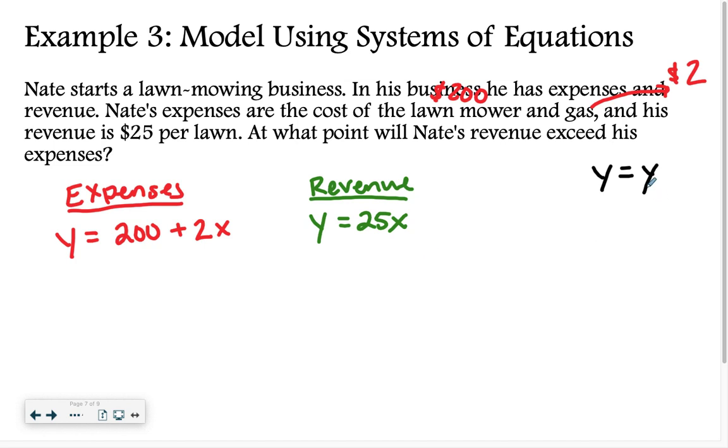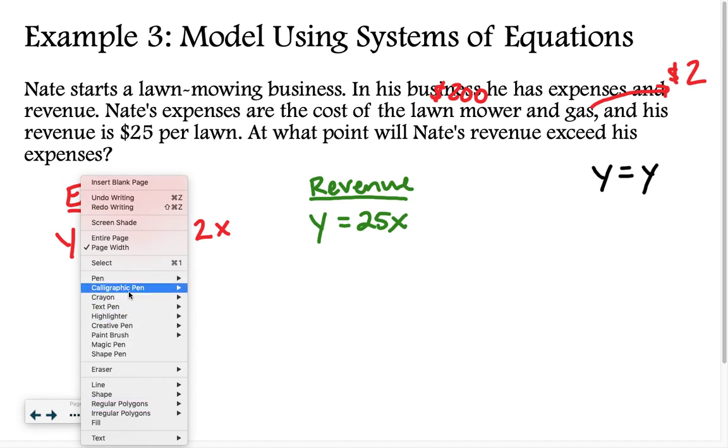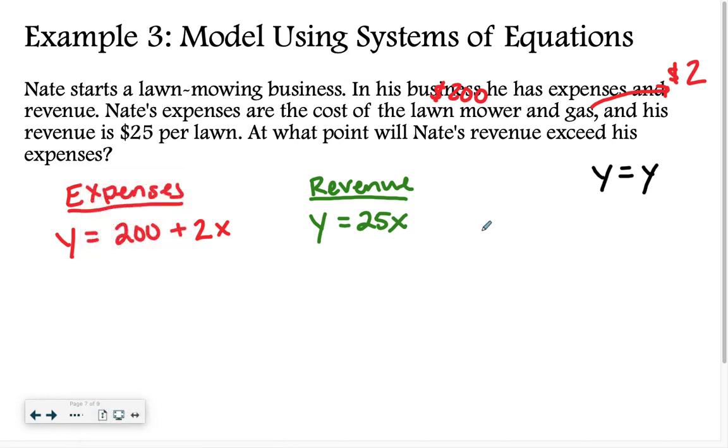This is just a little more abstract. We just know y equals y. Anything equals itself. That's always going to be true. So, instead of just writing y equals y, that first y I'm going to replace with my expenses.